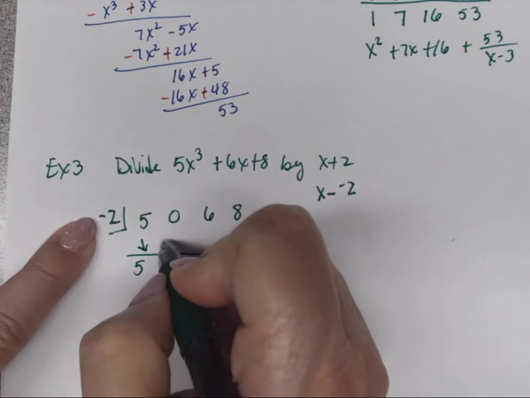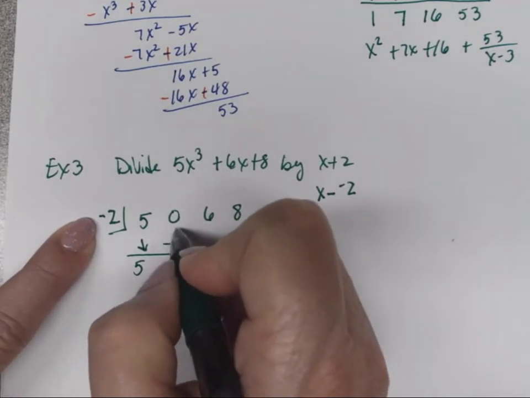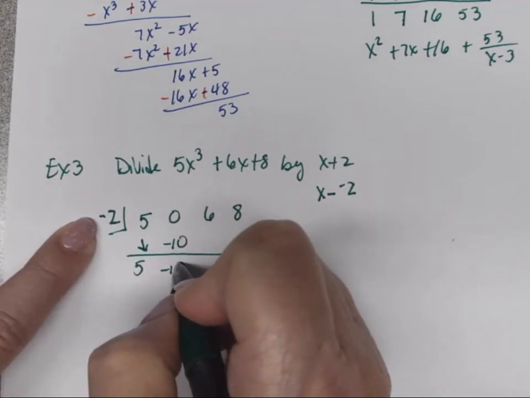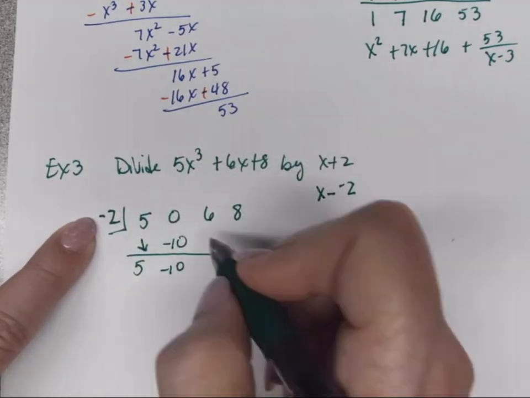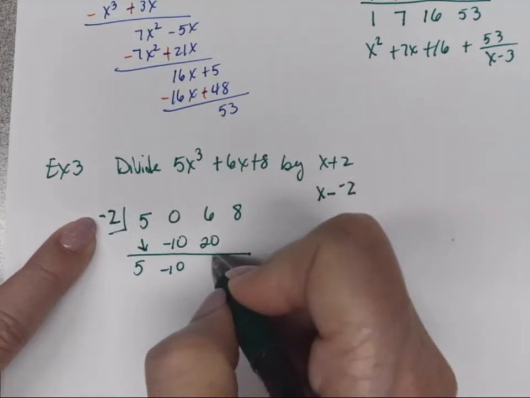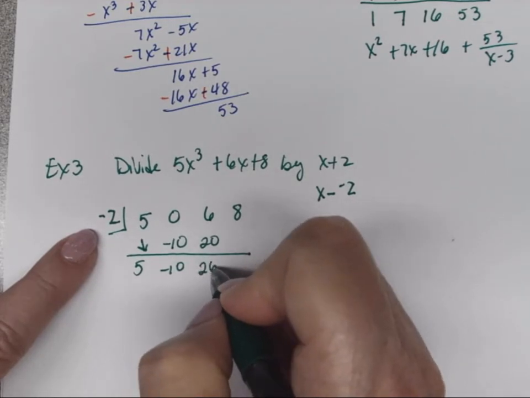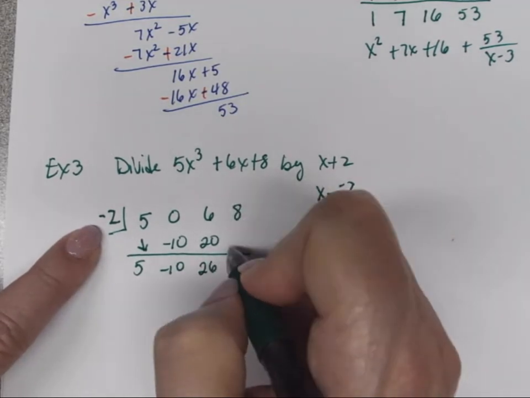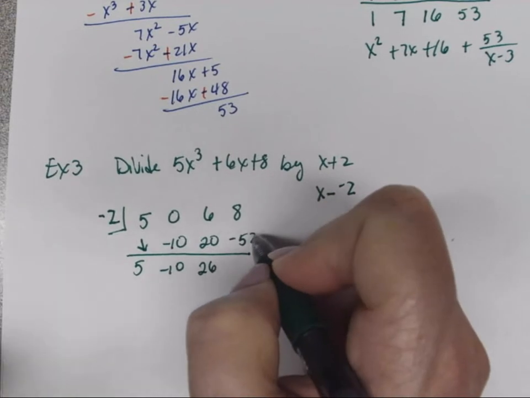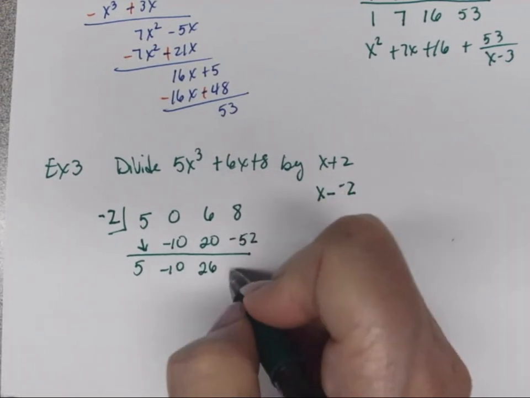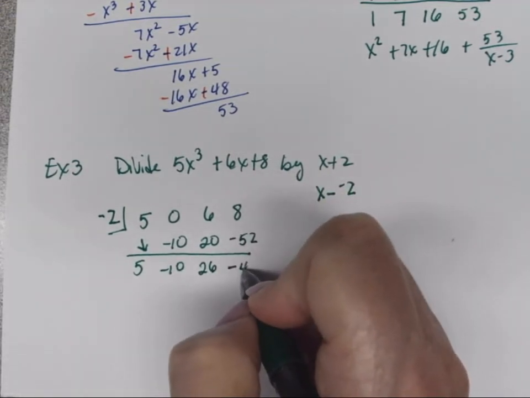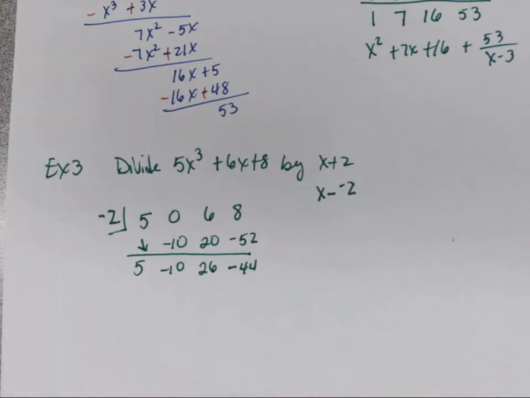Again, we're going to bring down the 5. 5 times negative 2 is negative 10. 0 minus 10 is negative 10. Negative 10 times negative 2 is positive 20. 20 plus 6 will get us 26. 26 times negative 2 is negative 52. Negative 52 plus 8 will get us negative 44, or 8 minus 52, whichever way you want to say it.